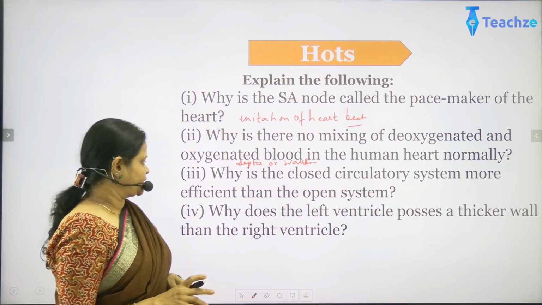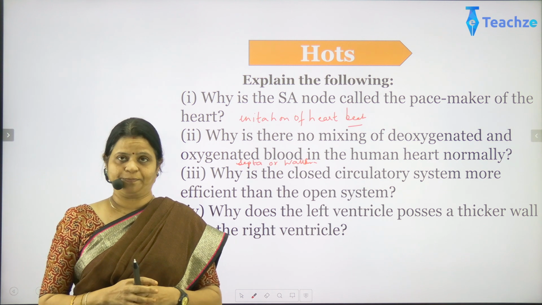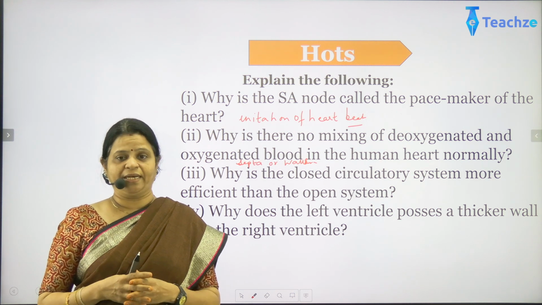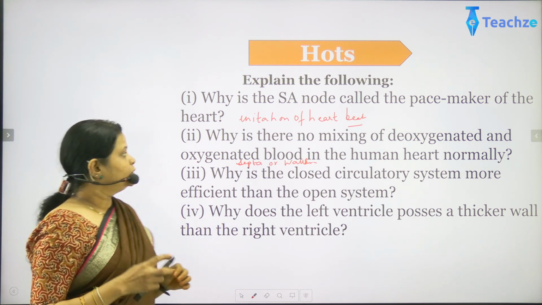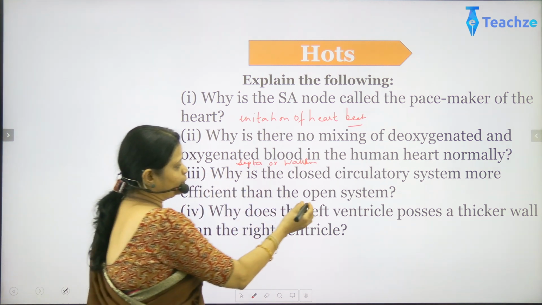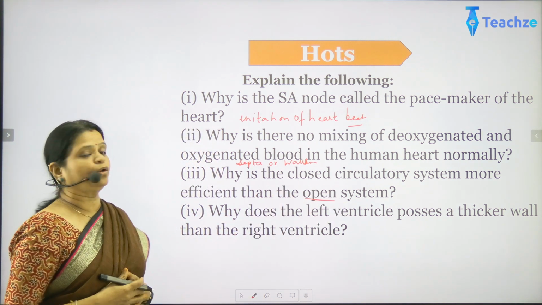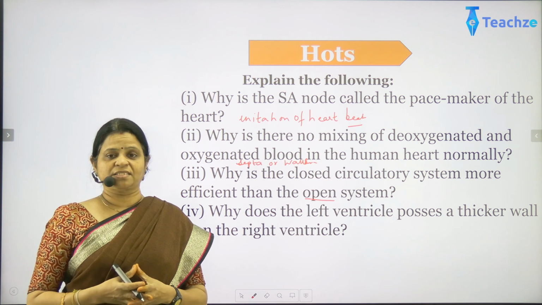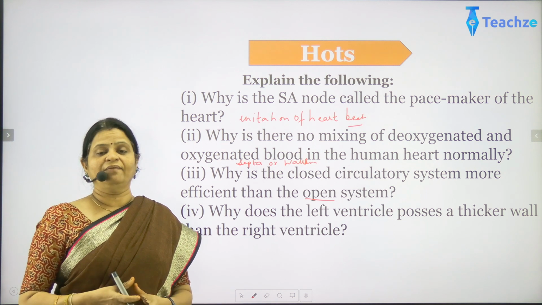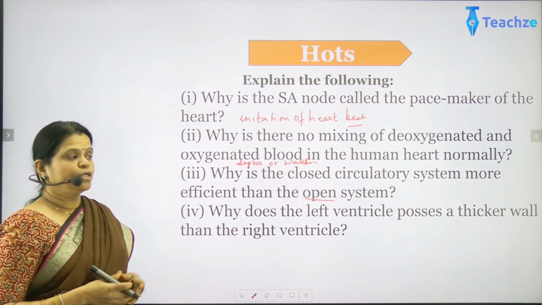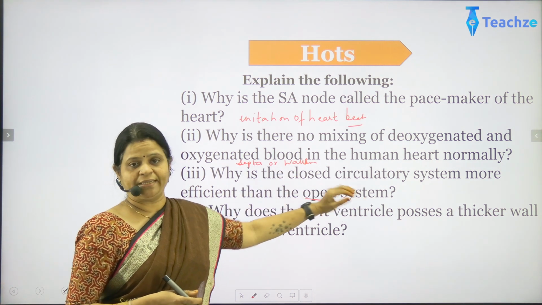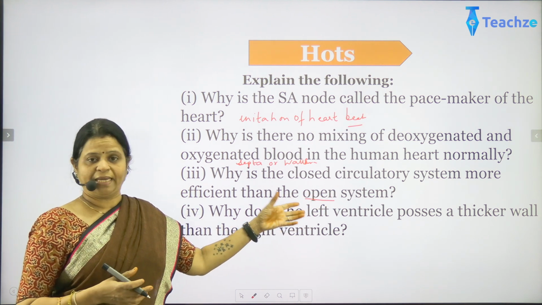Now why is the closed circulatory system more efficient than the open circulatory system? We know from the previous years, when you studied in the lower classes, that there are 2 different types of circulatory system, the open and the closed. What do we mean by open and closed? The open circulatory system is seen in certain lower invertebrates like insects. They do not have any blood vessels to carry the blood. So without any blood vessels, it is called an open circulatory system.